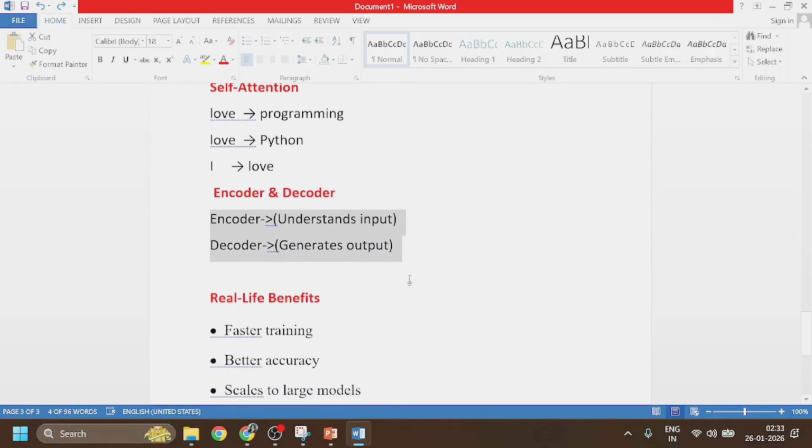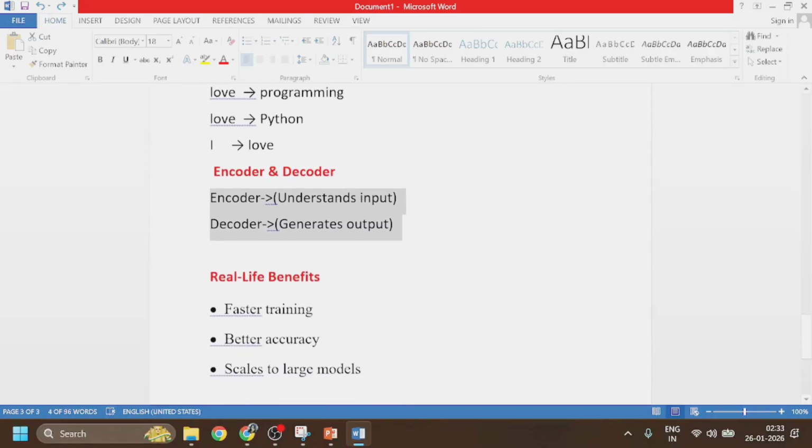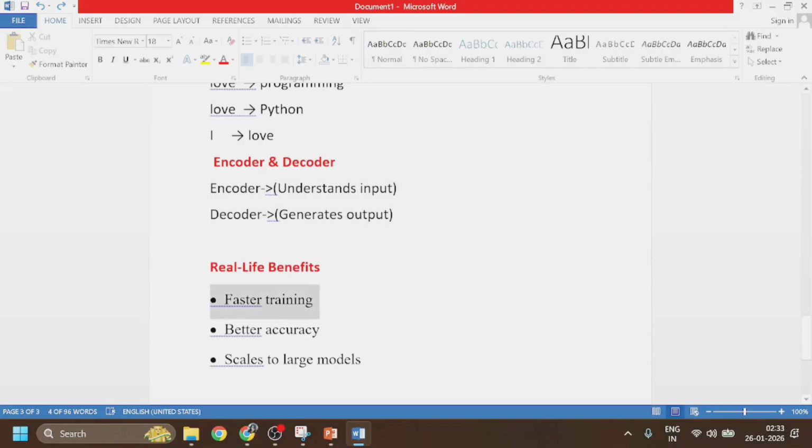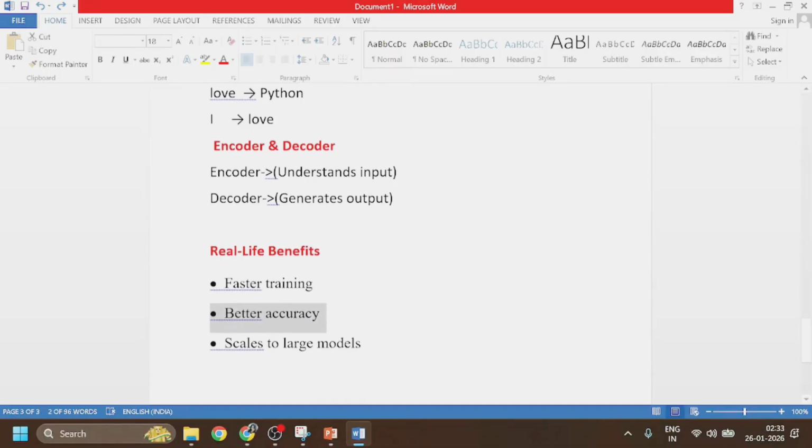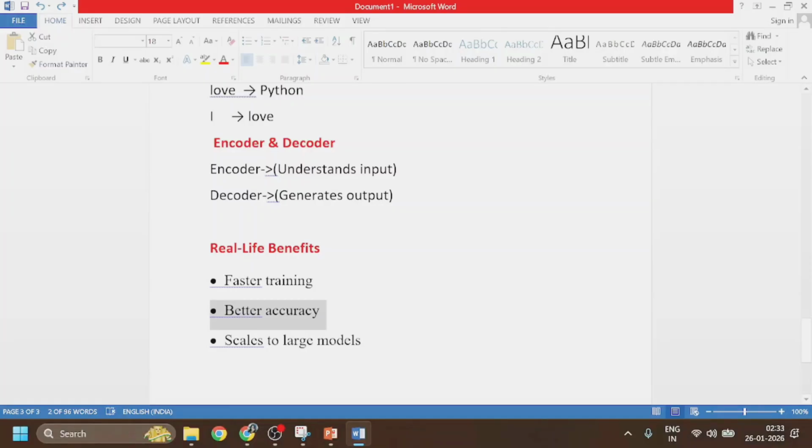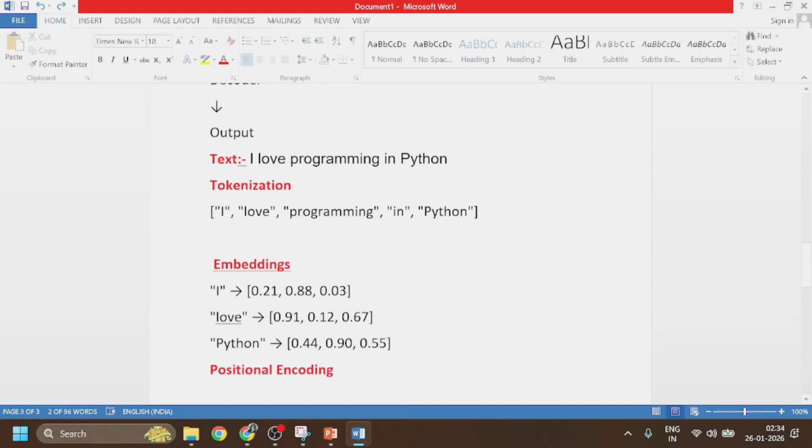Now we can see the real-life benefits. Fast training: the transformer processes everything in parallel, so training is fast, it gives better accuracy, and it scales to large models. That's why models like GPT exist. GPT uses the transformer: faster training, better accuracy, scales to large models. I hope you got it.